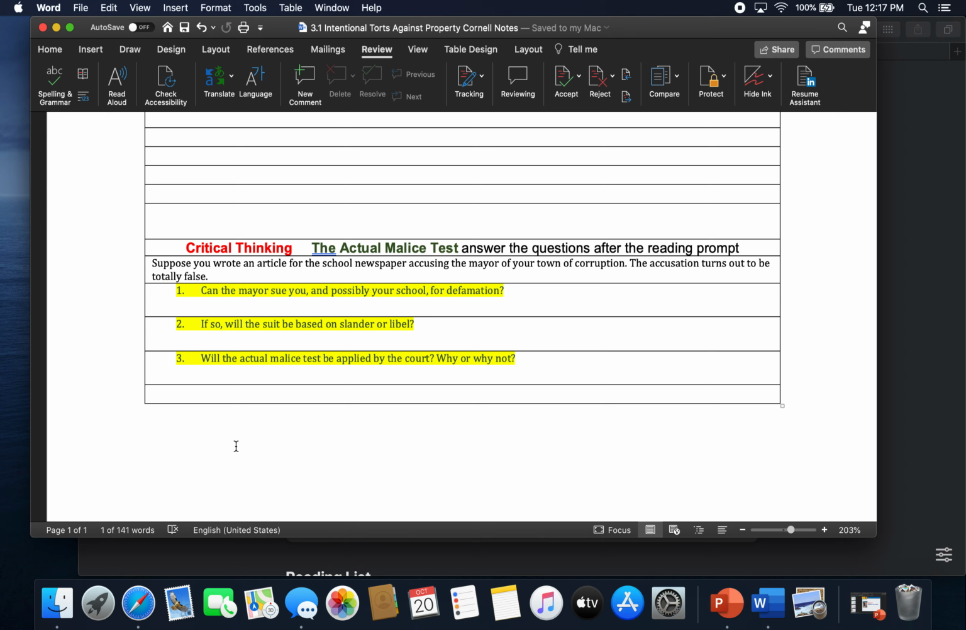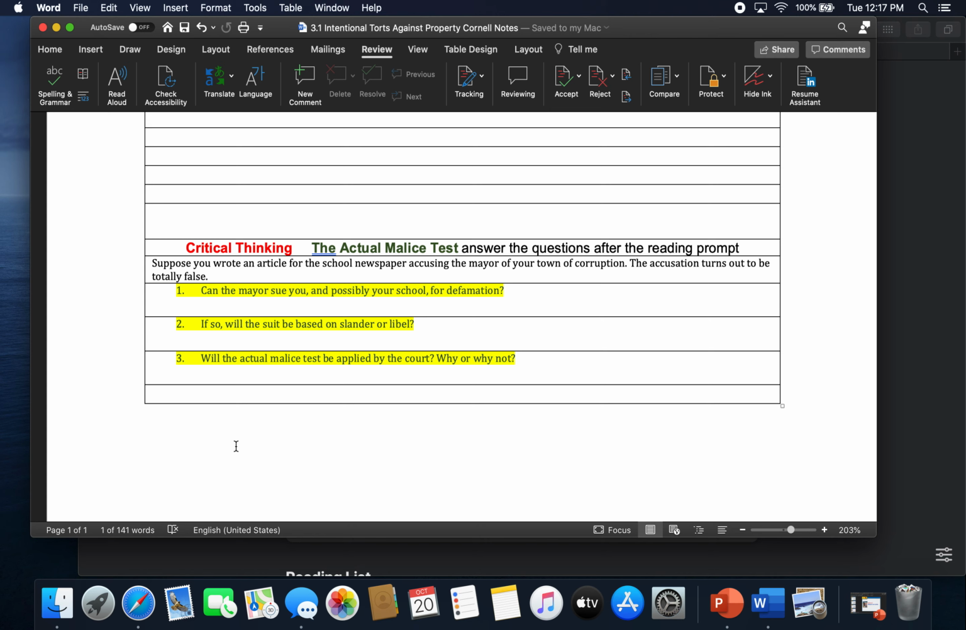So the prompt is, suppose you wrote an article for the school newspaper accusing the mayor of your town of corruption. The accusation turns out to be totally false. Can the mayor sue you and possibly your school for defamation? You were given reference to this answer on your Cornell notes on Monday and Tuesday. If so, will the suit be based on slander or libel? Reference back to those definitions and in a complete sentence respond which one it will be.